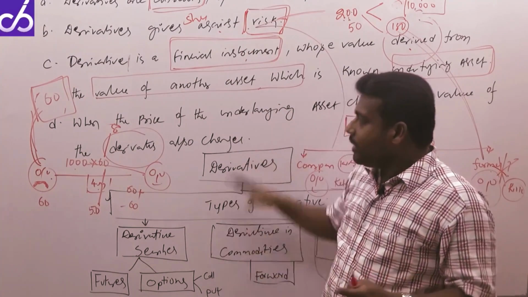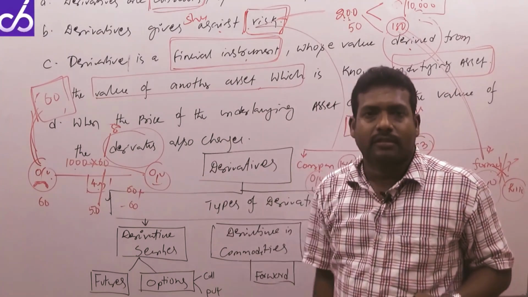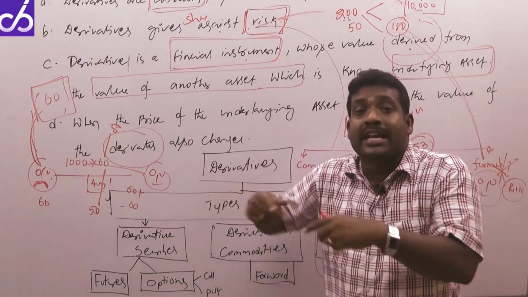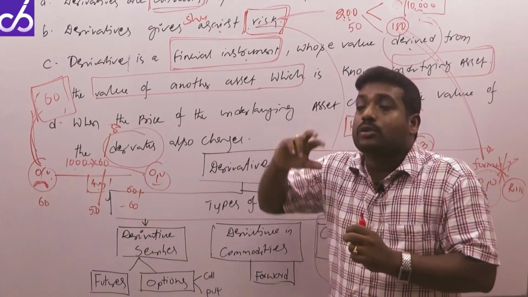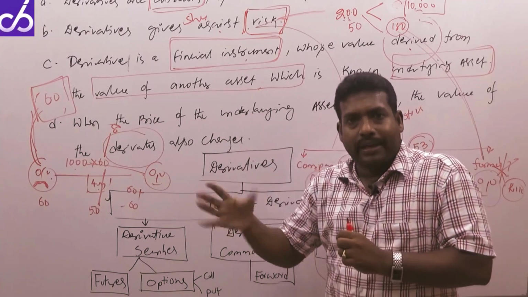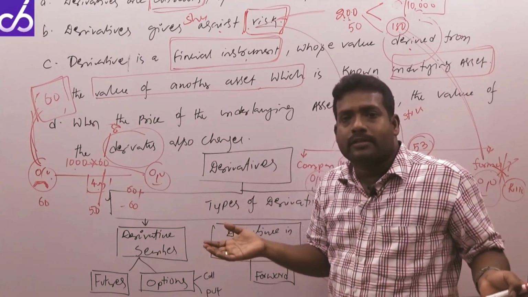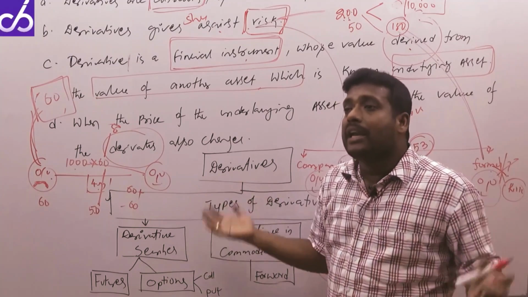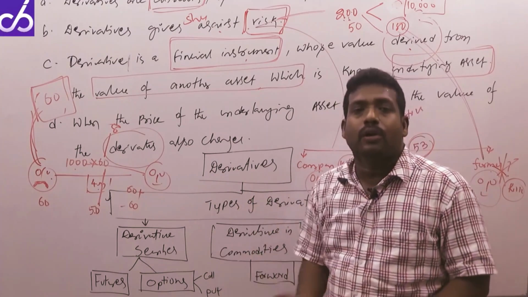So a derivative is a financial agreement. The value of a derivative is derived from the agreement value. So derivatives protect from risk. There may be different types of risks, but ultimately all derivatives will resolve your risk element.